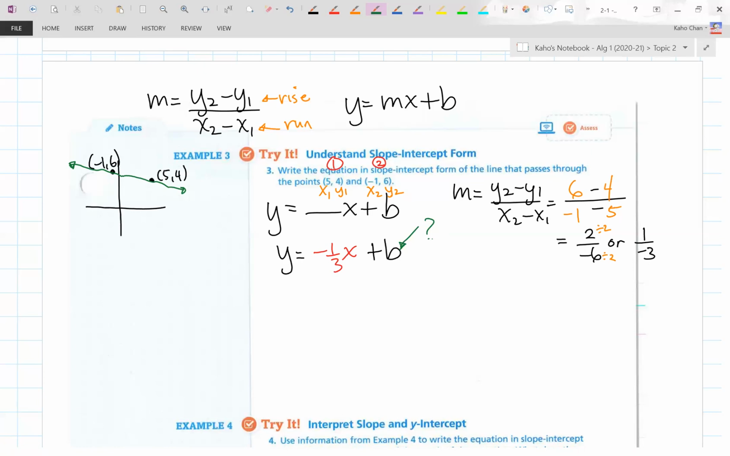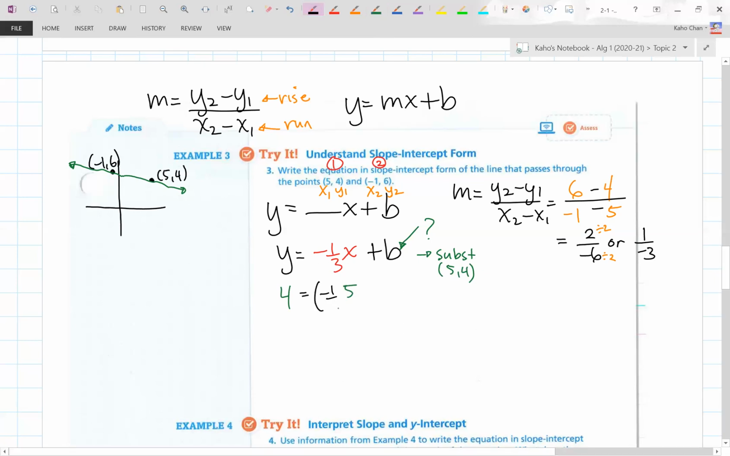Actually, we have two choices here. We are given a couple of points through which this equation is true. You can pick x1, y1 or x2, y2 to plug into x, comma, y. It doesn't really matter. Let's go and plug in 5, 4. Substitute 5, 4 into this equation. Oh no, we're going to get a fraction. A really ugly fraction. Wow. So let's clean this up.